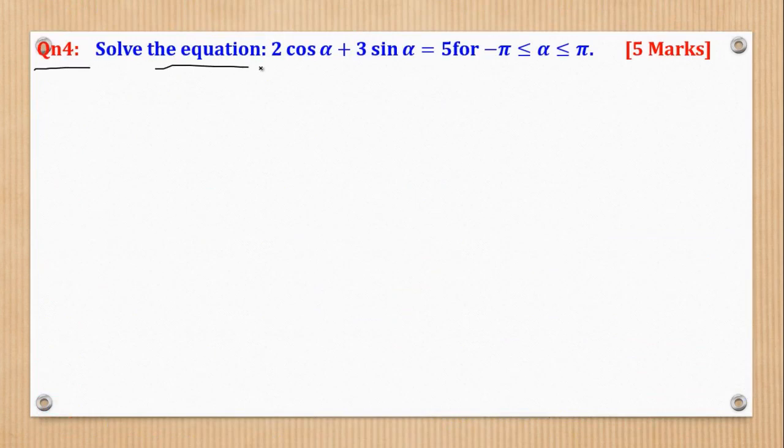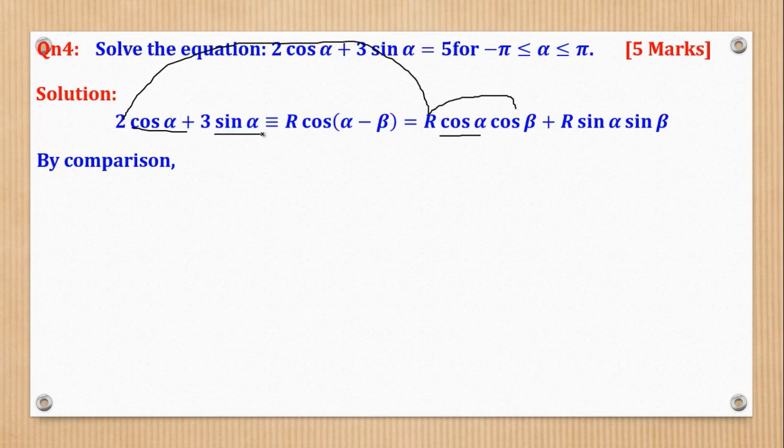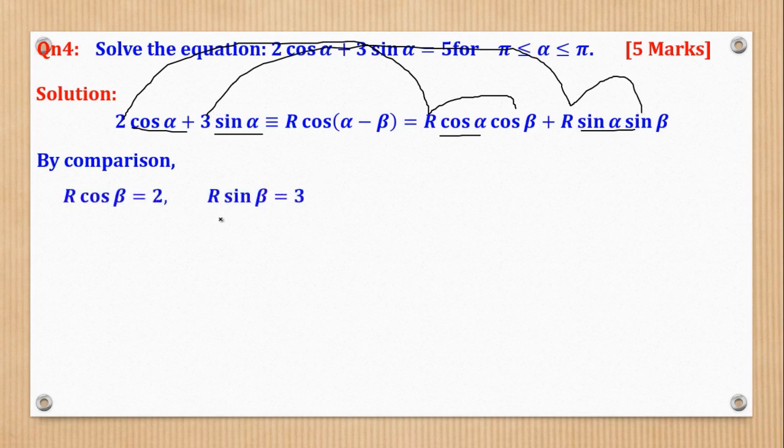Then question 4 says solve the equation this for alpha ranging from negative pi to positive pi. So I can use our formula, so this one will be equivalent to this. And when I expand this, I'll come up with this. So by comparison, we have cos alpha here and cos alpha here, meaning this 2 will be equal to r cos beta. Also, sin alpha here, we also have sin alpha here, meaning 3 will be equal to r sin beta. So we'll come and write those ones.